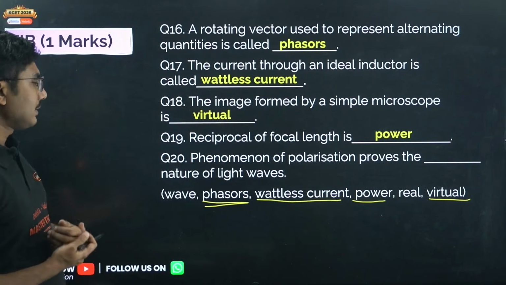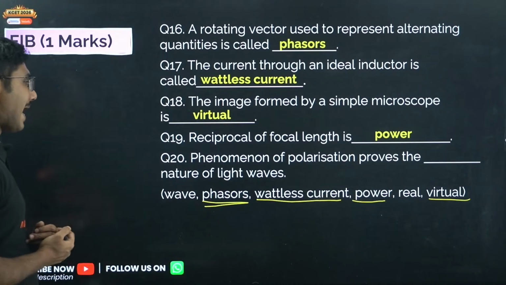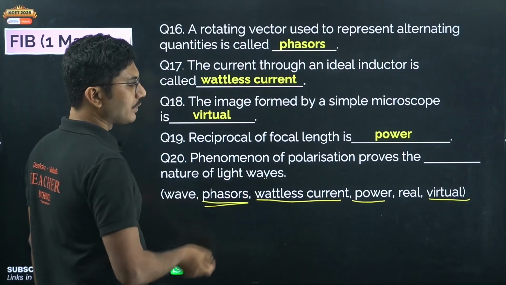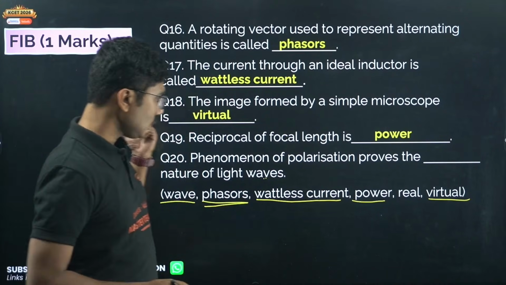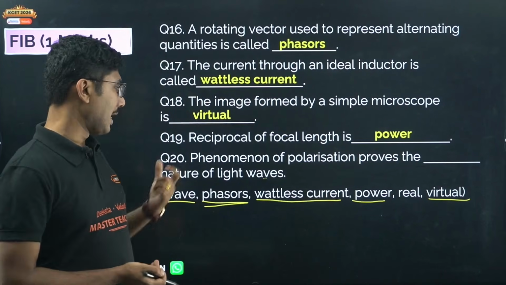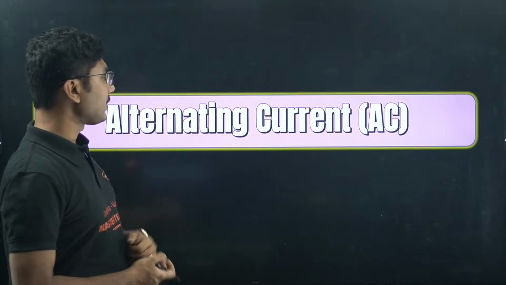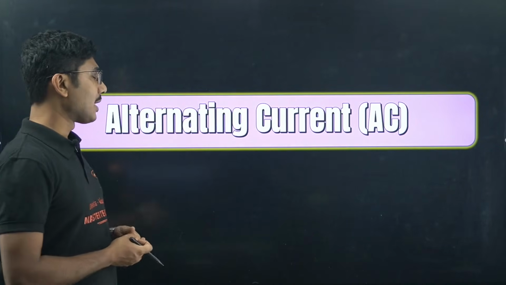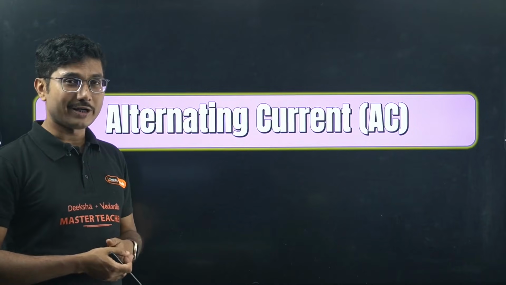Next, phenomenon of polarization proves the dash nature of waves. Again, this has waves, so the answer should contain something similar to wave. So phenomenon of polarization proves the wave nature of light waves. Clear? Now let's move on to the next chapter. Now we will be solving questions chapter wise, one after another. First chapter is alternating current, or we call it AC, right?